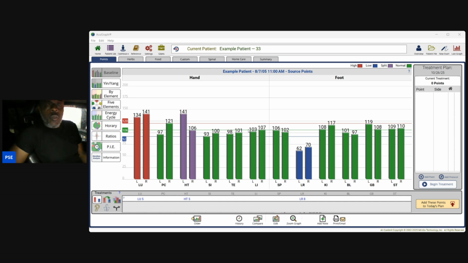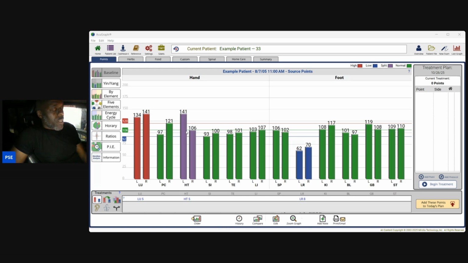And I wanted to go over the AcuGraph system. The AcuGraph system is a tool that some acupuncturists, like myself, use, and it gives us an idea of the energetic balances in the human body, according to the TCM principles, traditional Chinese medicine, basically meridian theory. So again, the AcuGraph.